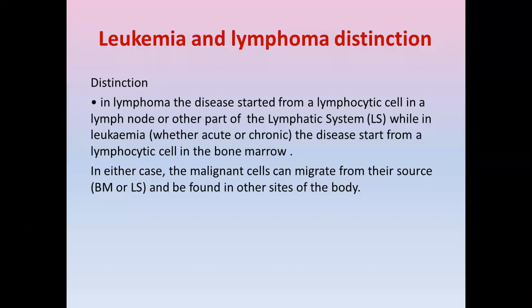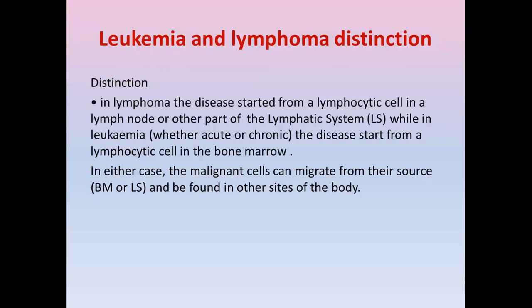Generally speaking, the distinction is that in lymphoma, the disease starts from lymphatic cells in the lymph node or other parts of the lymphatic system, while in leukemia, whether acute or chronic, the disease starts from the cells in the bone marrow. Lymphoma, as the name says, is a malignancy starting from the lymph node. In the advanced stages it can invade the bone marrow, then there will be spillage of the abnormal lymphoid cells in the peripheral blood.